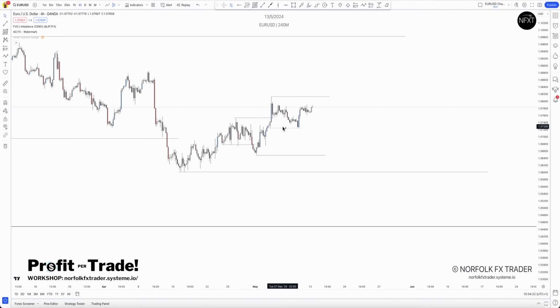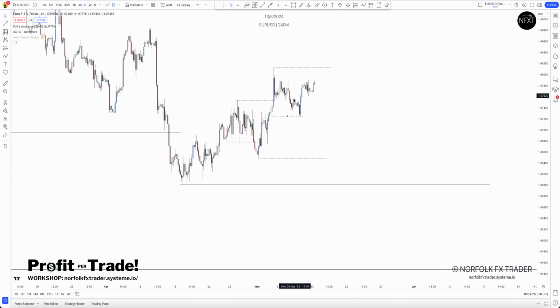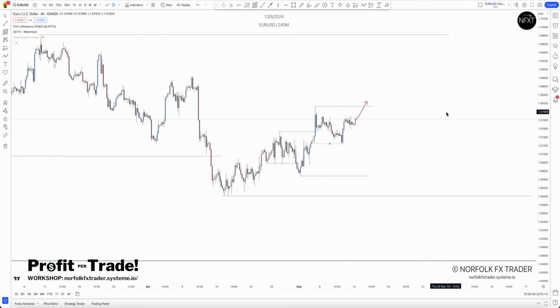So we had a sweep here, okay, and we've had a run from this sweep. So we've pushed up, broke internal structure here, and we're holding an area of imbalance. I'm looking for price to continue higher, okay? So that is what I'm looking at the moment on the euro.